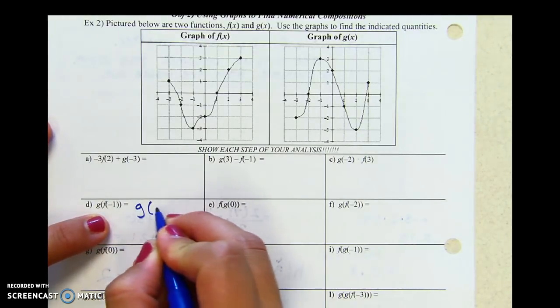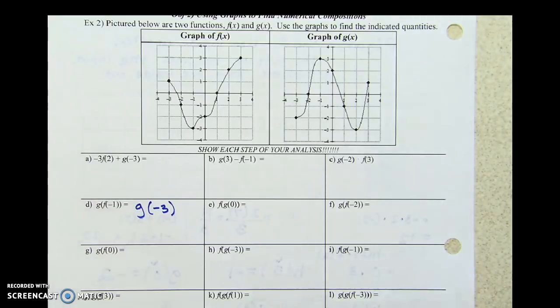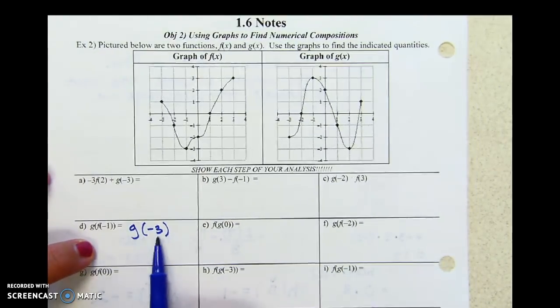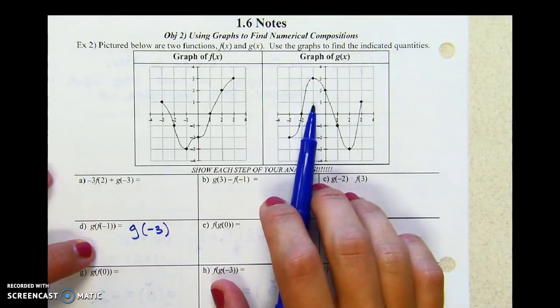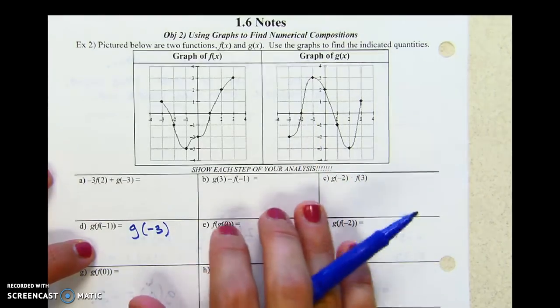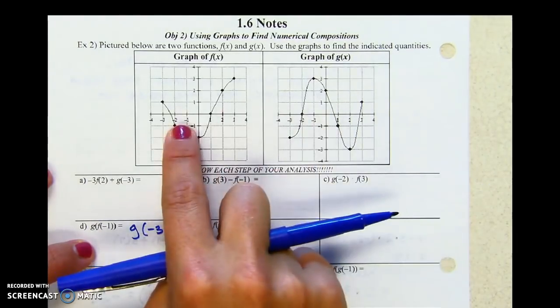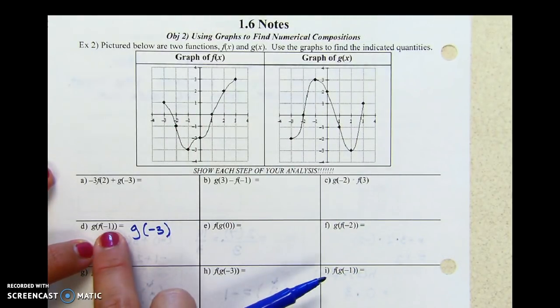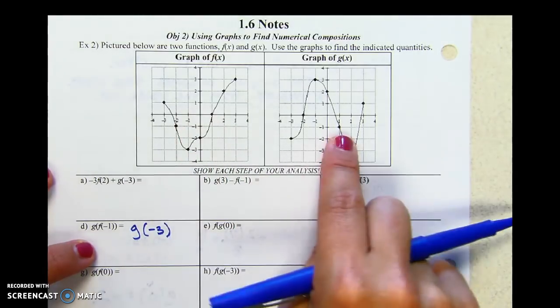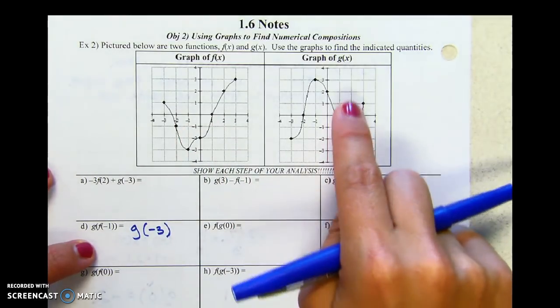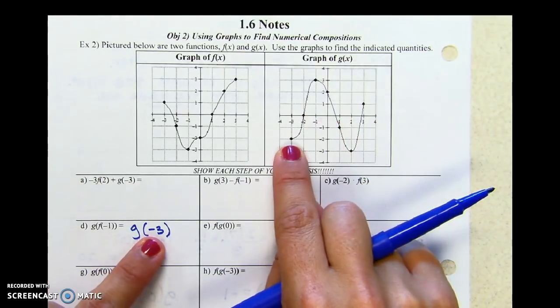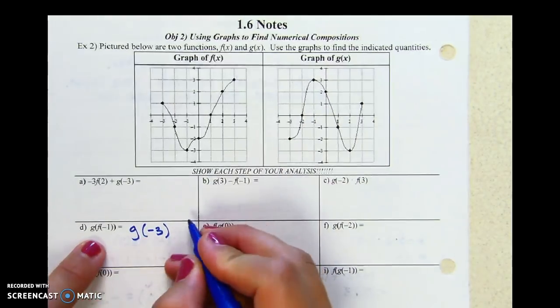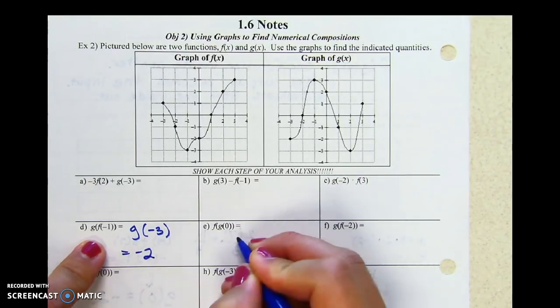So then we have g of negative 3 like that. Now this is g of negative 3, so we're not going to look at the f graph, we're going to look at the g graph. This is like a mathematical principle where you have to figure out which one to look at and then make that decision. Anytime you see f, we're going to look here. Anytime you see g, we're going to look here. G of negative 3. G, x value is negative 3. What's the y value? Negative 2. And that's our answer.